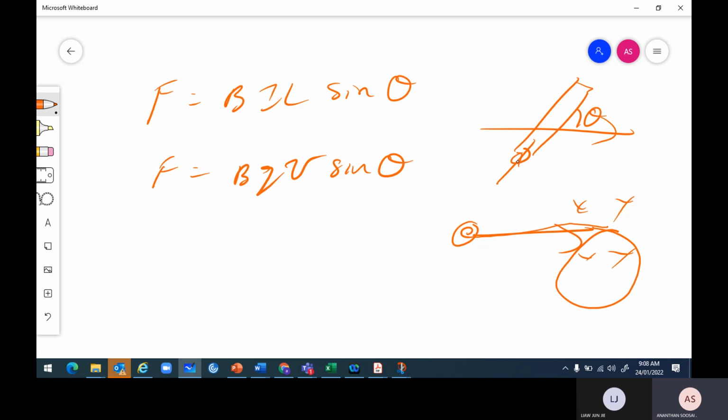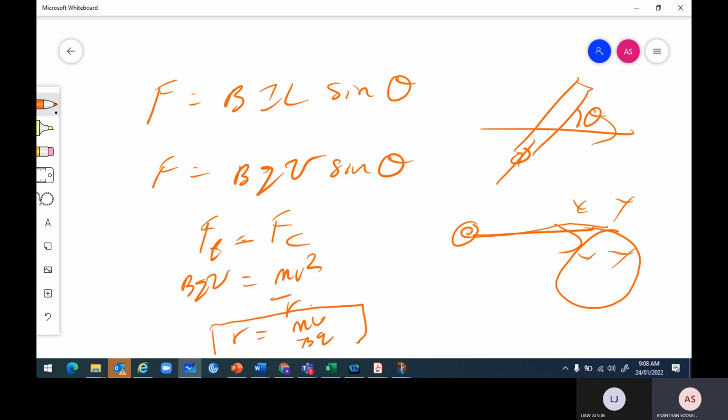So in a magnetic field, the charge moves in a circular path. Therefore, the magnetic force equals the centripetal force. So BQV equals mv squared over r. So we work out the radius, and the radius is found to be mv over BQ. And I tell you, if you see your past year questions, a lot of things have been linked to this equation.